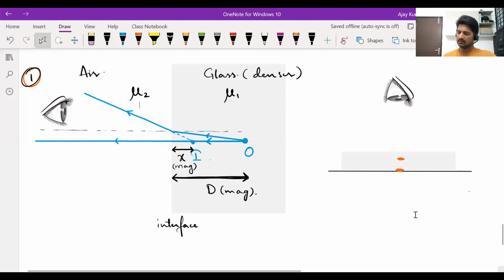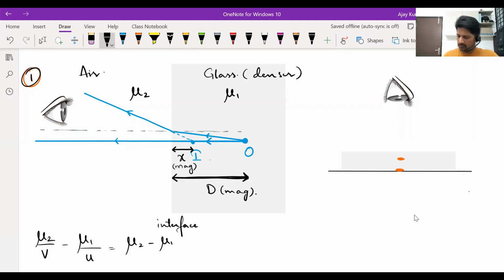Okay. We'll apply the formula that we just derived, the spherical surface refraction formula. Mu2 by V minus mu1 by U is equal to mu2 minus mu1 divided by R, where R is the radius of curvature of the interface. Rishi, tell me, what is the radius of curvature of a flat interface? How much is the radius of curvature of a flat surface? Pradyun? Infinite. Okay.